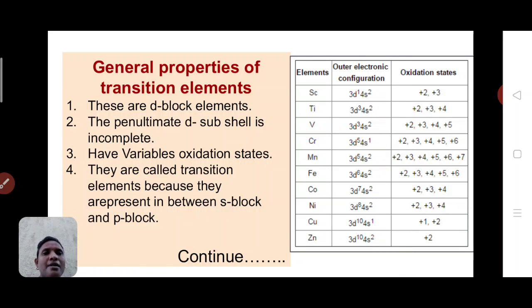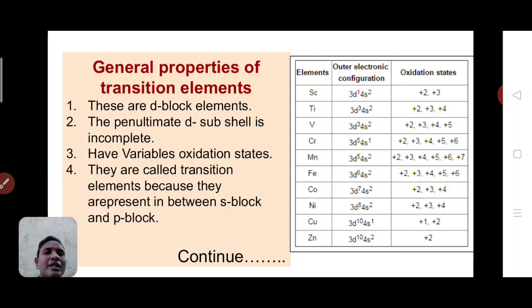Now, general properties of transition elements. See, the first property of transition elements is that they are d block elements. Second, the penultimate d subshell is incomplete. They are called transition elements because they are present in between s block and p block. See the third property: they have variable oxidation state.